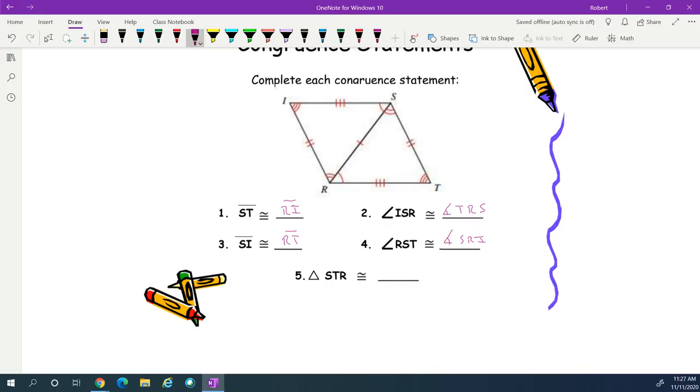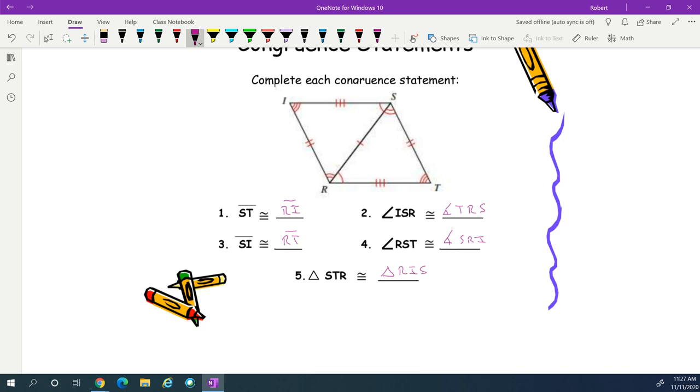And finally, triangle STR is congruent to triangle RIS. So corresponding parts of the congruent triangles are congruent, CPCTC, and everything has to be named in corresponding order. So we establish a method of doing that by following a pattern. Right? So working with congruent triangles.